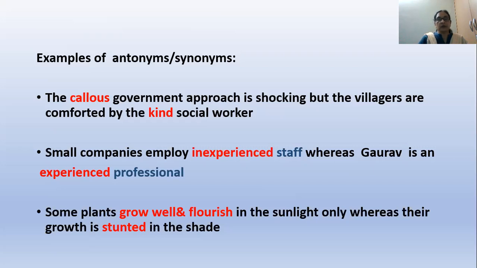Some plants grow well and flourish in the sunlight. Grow well, flourish. Both are synonyms. They grow well, they flourish in the sunlight only, whereas their growth is stunted in the shade. So they flourish or grow well in the sunlight, but their growth is stunted when they are kept under the shade, with no light. So thank you.